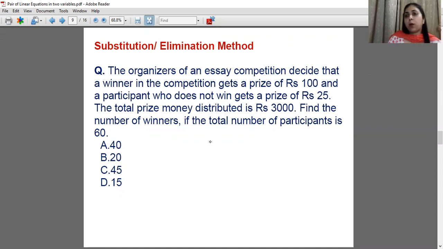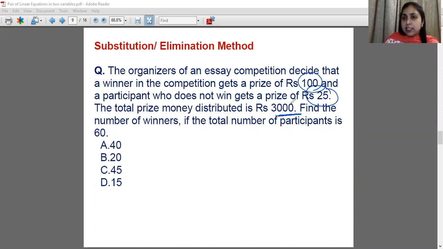This is a word problem based on my topic, linear equations. So let us read the question first. The organizers of an essay competition decide that a winner in the competition gets a prize money of ₹100 and a participant who does not win gets a prize money of ₹25. Total prize money distributed was ₹3,000. Find the number of winners if the total number of participants is 60, right?